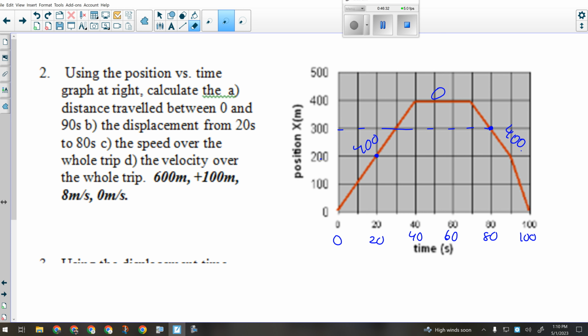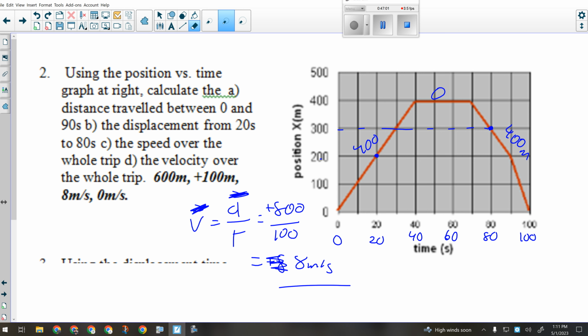Okay, so my total distance over the whole trip is 800. Okay, and the total time is 100 seconds. So v equals d over t, 800 over 100. Okay, that's positive 800. Should give me positive, or not, sorry, that's supposed to be speed, not. Okay, speed over the whole trip is just going to be 8 meters per second.